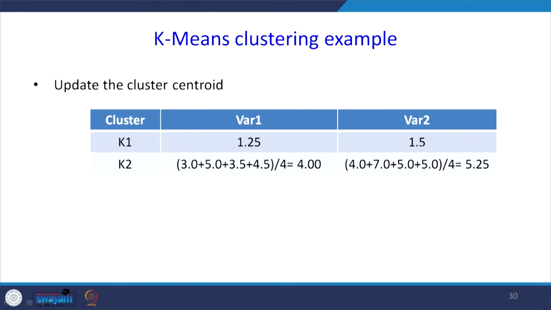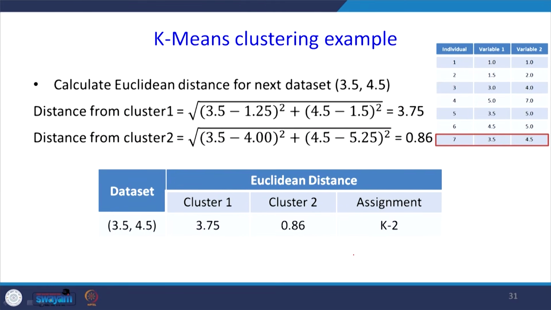Again, we will update. Now, in cluster 2 there are 4 data points: (3, 4), (5, 7), (3.5, 5), (4.5, 5). Now we will find the centroid. For variable 1, adding the 4 values and dividing by 4 gives 4.0. Then 4.0 plus 7.0 plus 5.0 plus 5.0 divided by 4 gives 5.25. This is the updated centroid of K2.